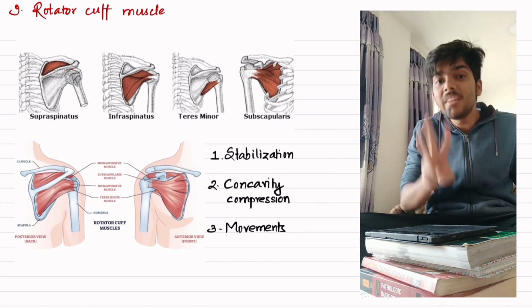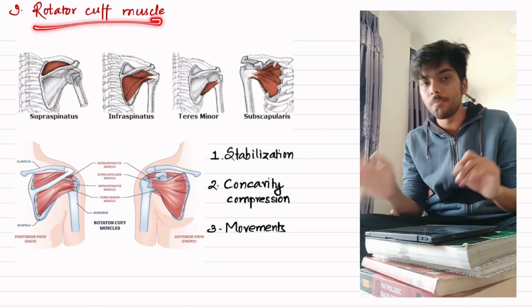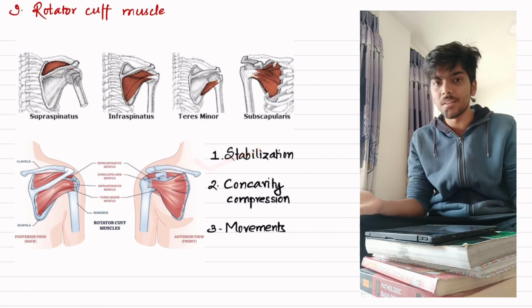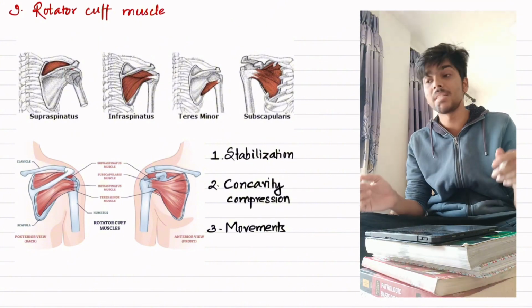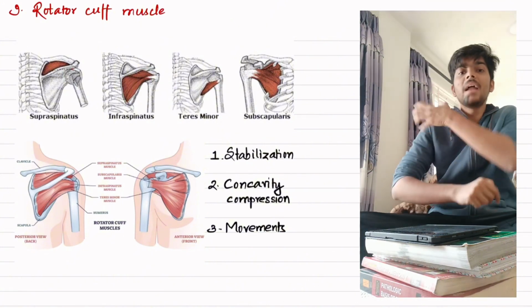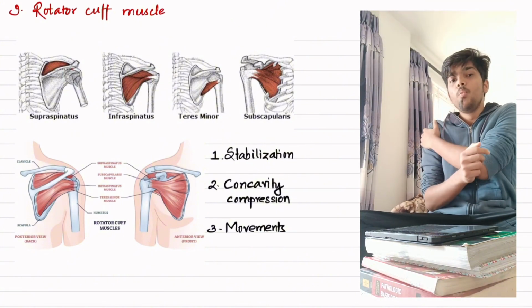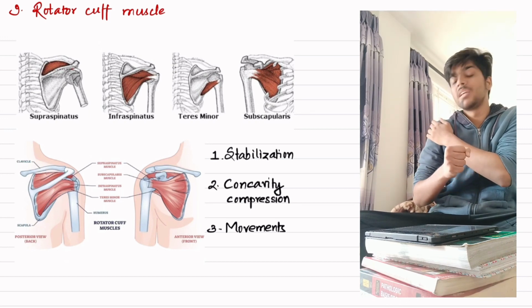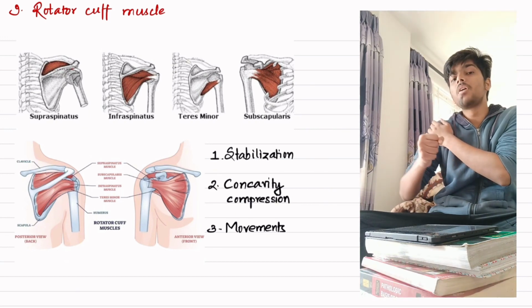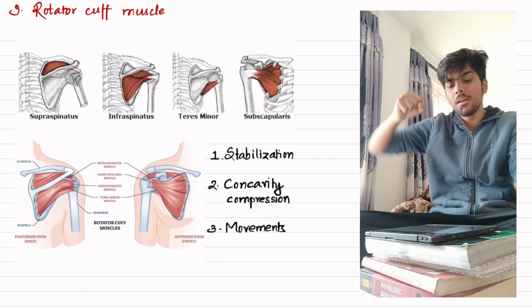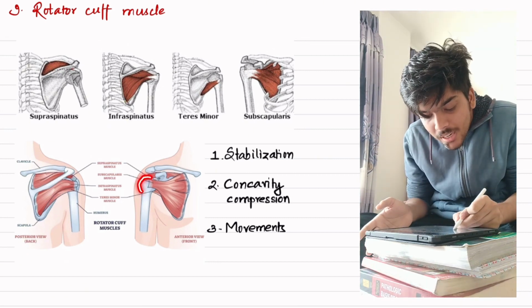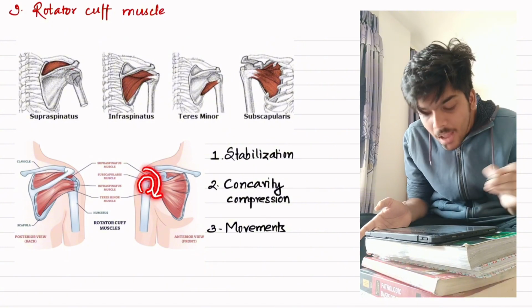I follow the second method. All right, there are three major functions of rotator cuff muscle. Number one, stabilization, as I mentioned earlier. Number two, concavity compression. What does that mean? See, right here is your deltoid muscle. When your deltoid muscle contracts, you are able to abduct your arm. When your arm is abducting, the head of the humerus rotates in the glenoid cavity.